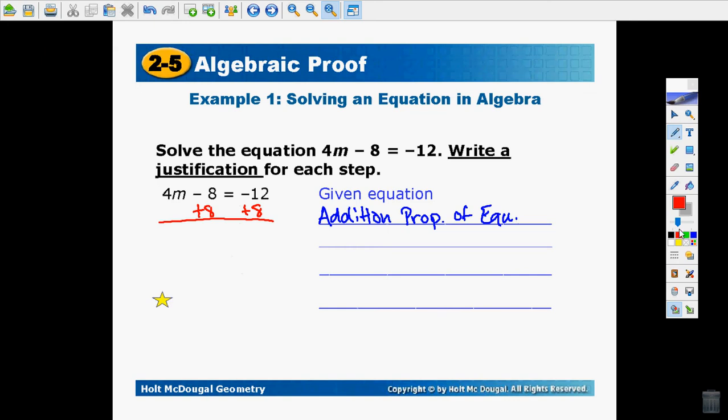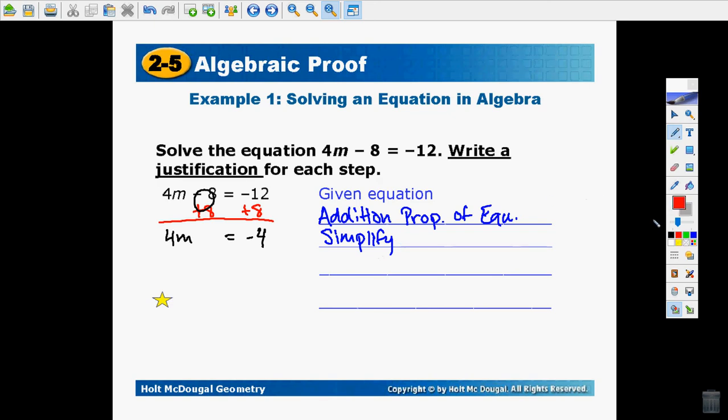Okay, the next thing that we need to do is drop down our 4m. These zero out. Drop down our equal sign. Negative 12 plus 8 is negative 4. What did I just do? We like to call it, in proof world, simplify. We simplified that by adding an 8 with a negative 8 and the negative 12 with the 8. So I just made it a simpler problem. So that was a simplify step.